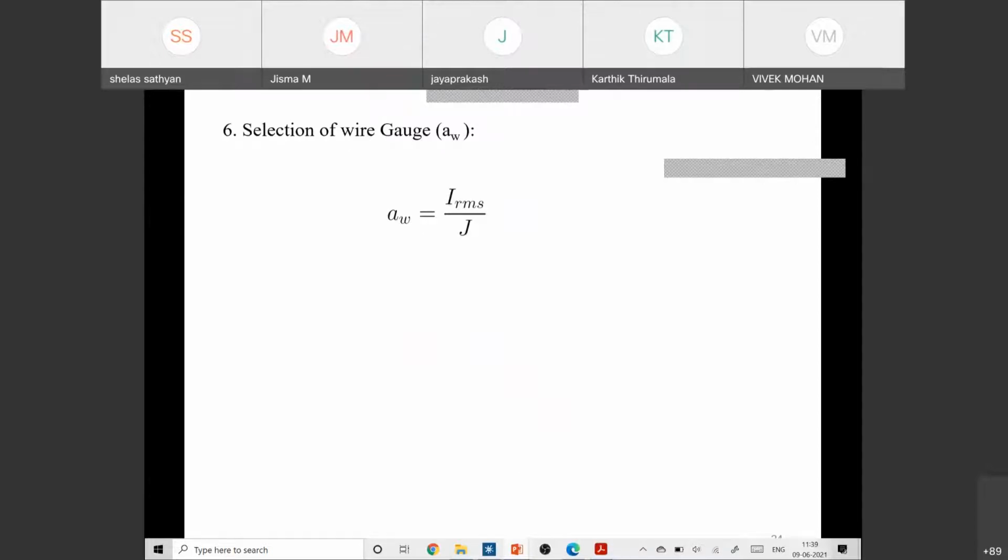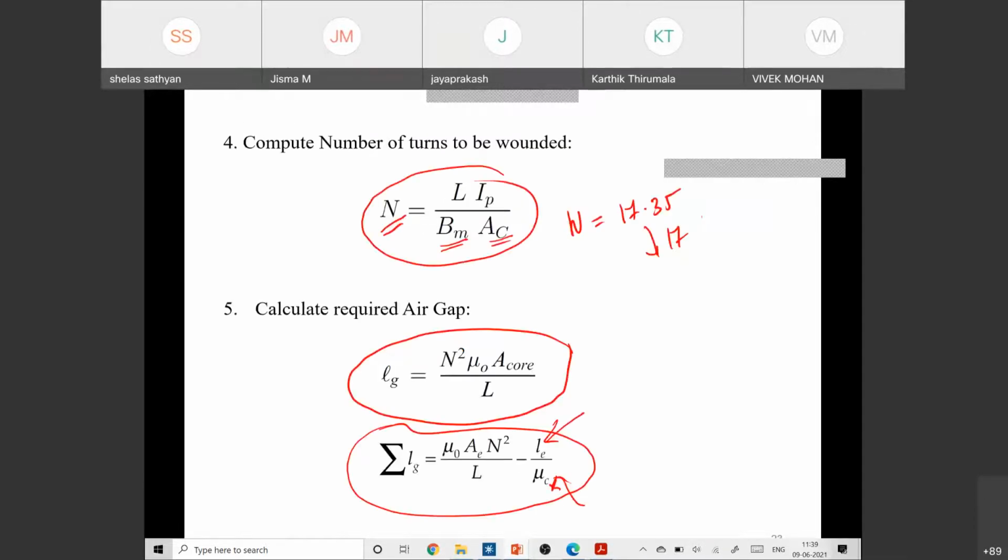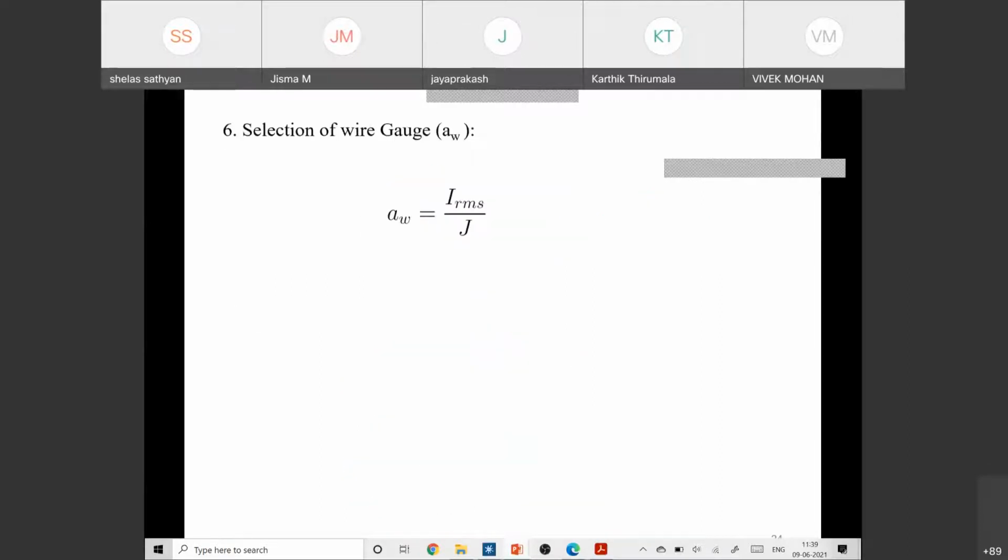Now, once you find out the core, number of turns and air gap, we have to find out what should be the size of my conductor. I need to wind it using a conductor, so we need to find that out. That will be provided by this relationship, which depends upon the current density. And the current density for a bare conductor, I already mentioned, is 3 ampere to 5 ampere per mm square. Per millimeter square, you can have 3 ampere to 5 ampere if you are using a bare conductor.